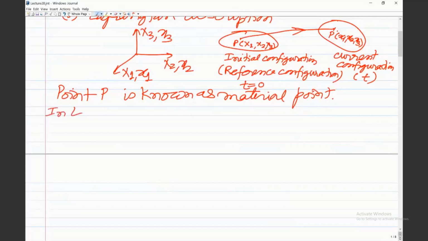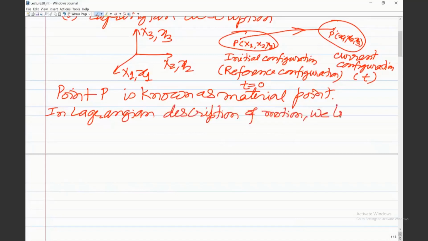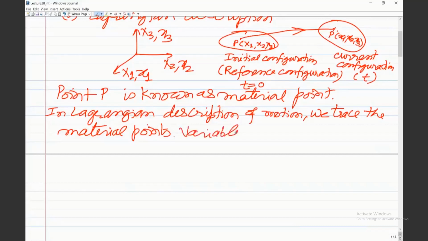So in the Lagrangian description of motion, we trace the material points. We basically monitor where the material points are going. So we study all those material points, and in this process, whatever the unknown variables of the problem are, the variables are expressed in terms of reference coordinates of the material point and time.